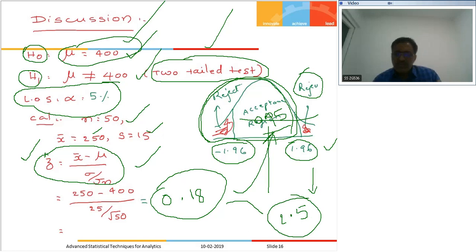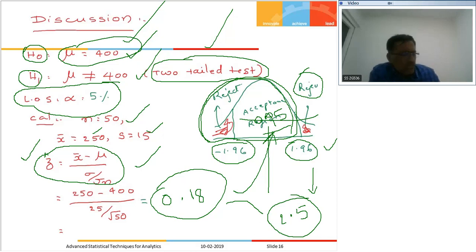So, are you able to understand the process? It becomes clear when we go further by taking one or two examples. Just try to understand the entire process of doing this testing of hypothesis. If you understand this process, then it becomes very simple. Almost the same process is followed in all problems. If you are clear with this, then it is very simple.